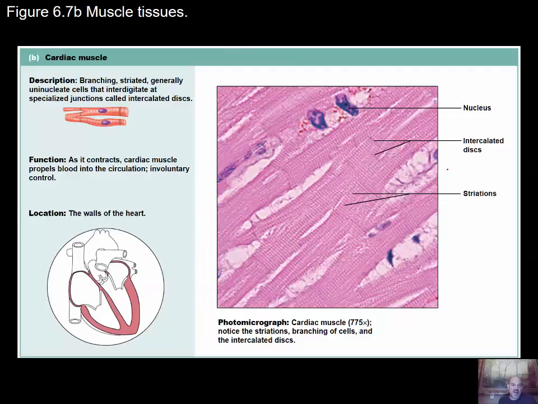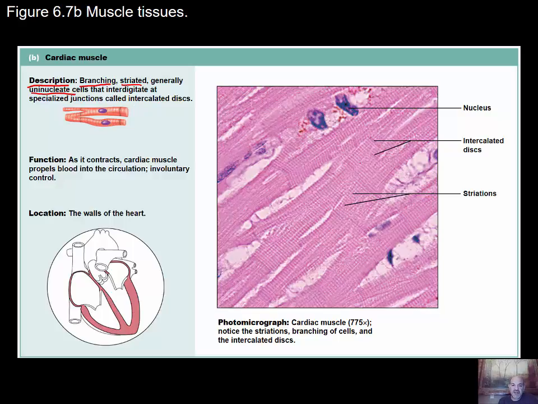So now looking at cardiac muscle. Cardiac muscle is different in that the tissue itself of the muscle of the heart is going to be branching, so the cells are not going to be as long. They are still elongate, but they're not as long as individual muscle fibers of the skeletal muscle. They are striated. They're going to be generally uninucleate, which means one nucleus, and the cells are going to interdigitate at specialized junctions called intercalated discs.